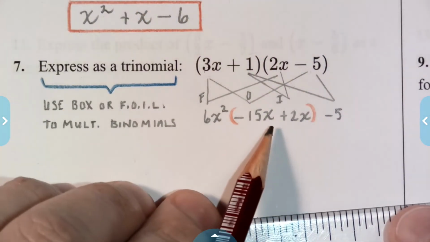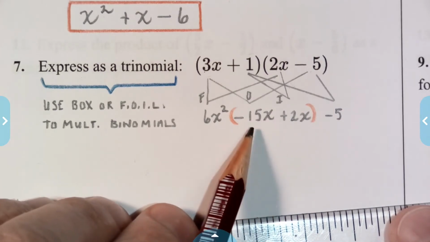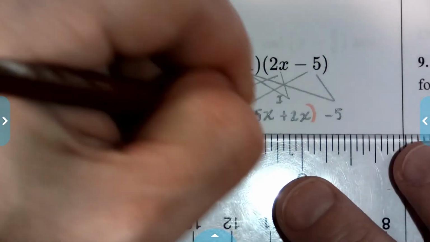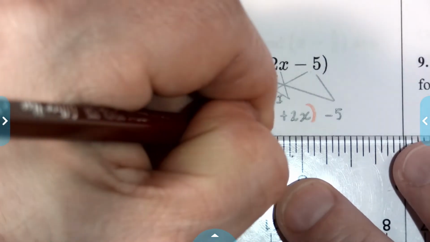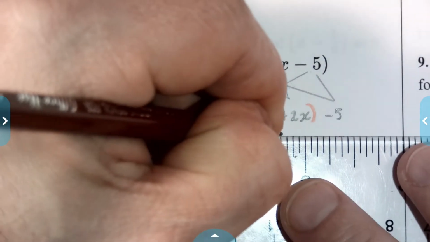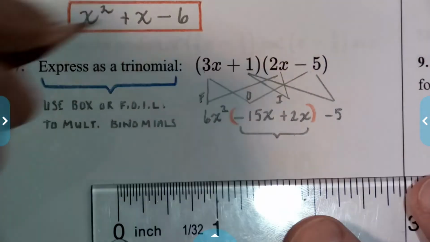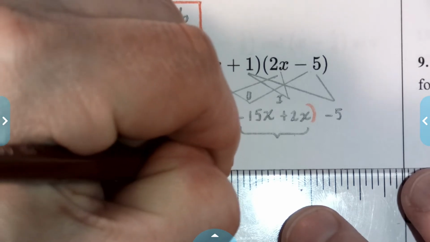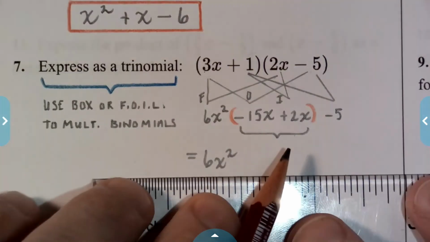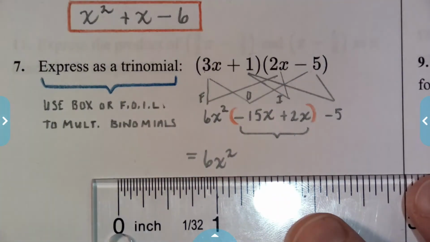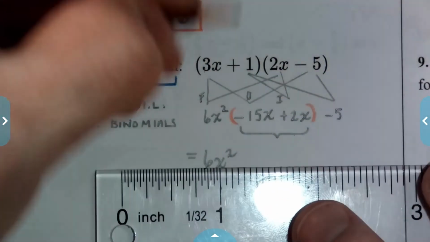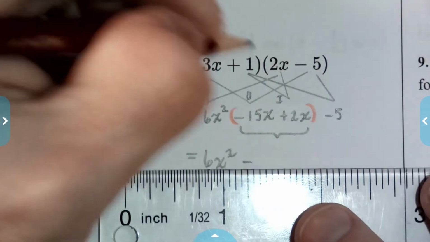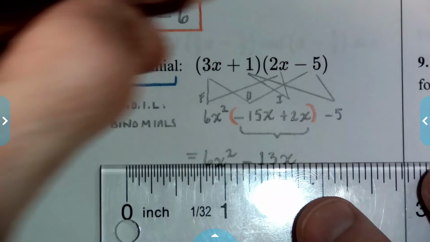All right, so we just have this one step of combining these like terms in the middle, and this is going to combine to be, you tell me. Okay, so we have 6x squared, and then -15x plus 2x is -13x. And then we bring down the -5.